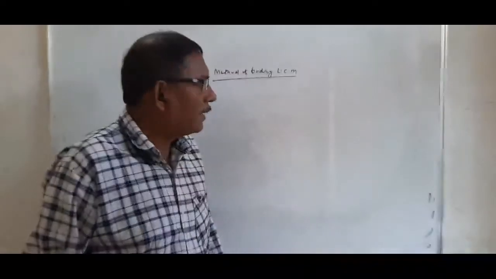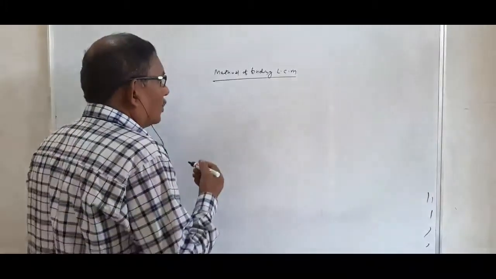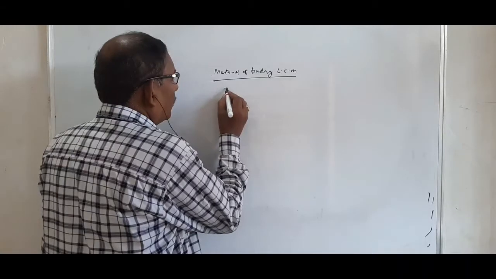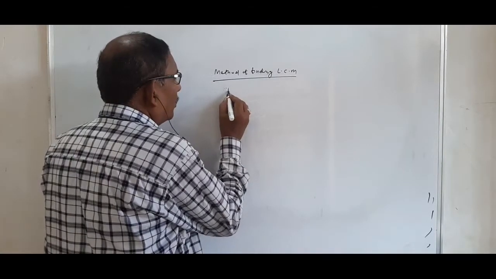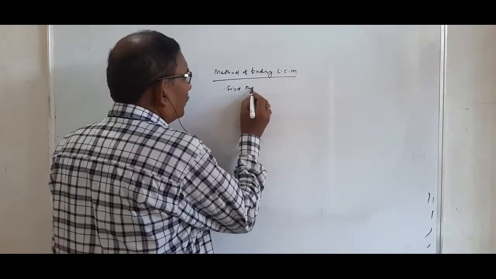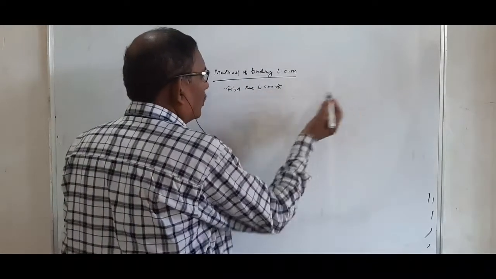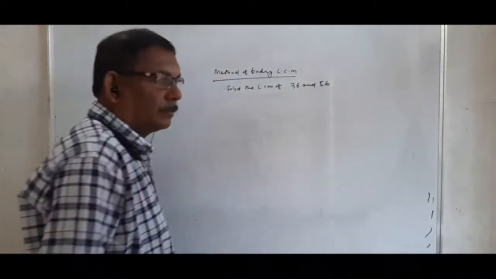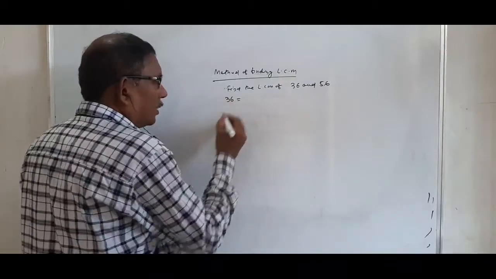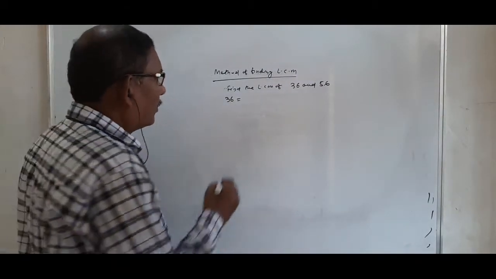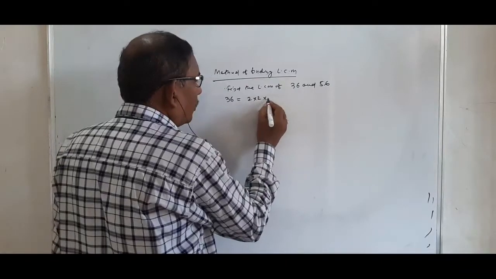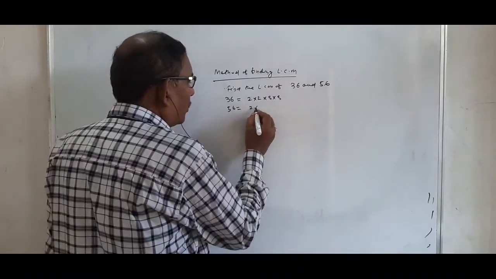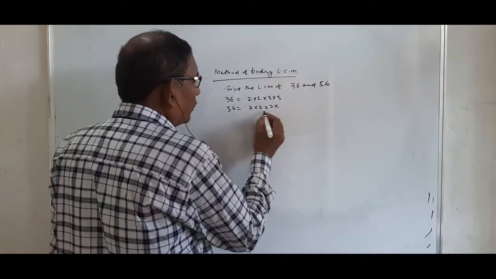Now the method of finding LCM. So how to determine LCM? Look here. Take one example. Find the LCM of, suppose, 36 and 56. Okay. Expressed in terms of prime factors, 36 is 2 into 2, 3 into 3. 56 is 2 into 2 into 2 into 7.